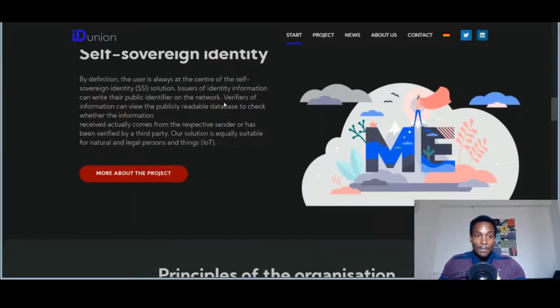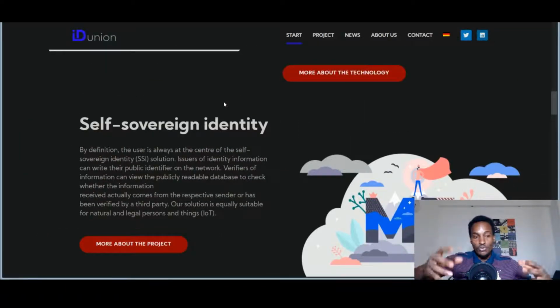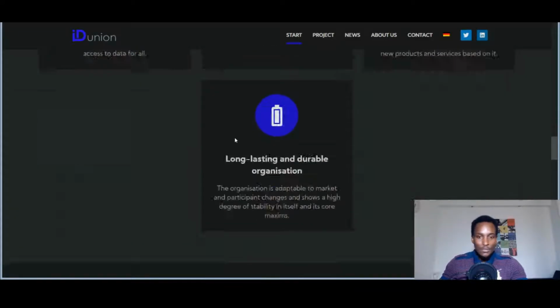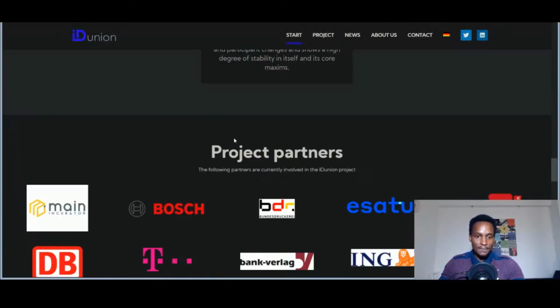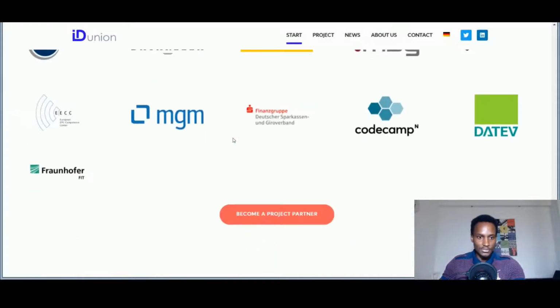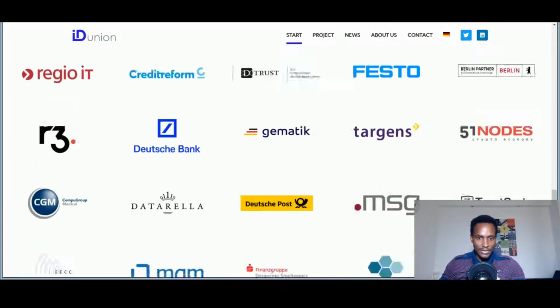Now, they also talk about ID Union, so where these verifiable credentials are placed on the ID Union. And you can see Fetch.AI is not one of the partners here, though of course Mobix is using this ecosystem, so I think it could be there. I thought I'd seen it.